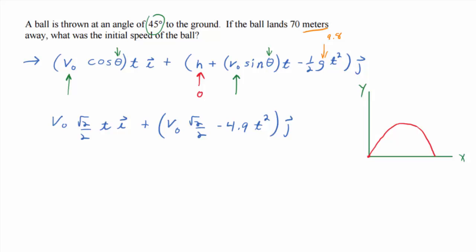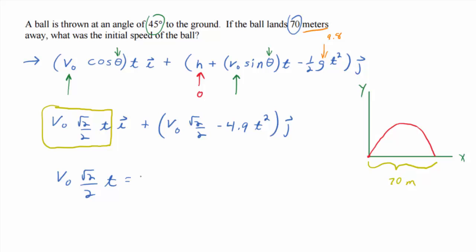So we know how far the ball goes horizontally. Because it lands 70 meters away, we're assuming flat ground, so the horizontal distance is 70 meters. Which means we can set the i component equal to 70. So v naught radical 2 divided by 2 times t equals 70. That's the horizontal distance the ball travels. Now, obviously we can't solve this equation because it has two unknowns. One equation, two unknowns doesn't work.